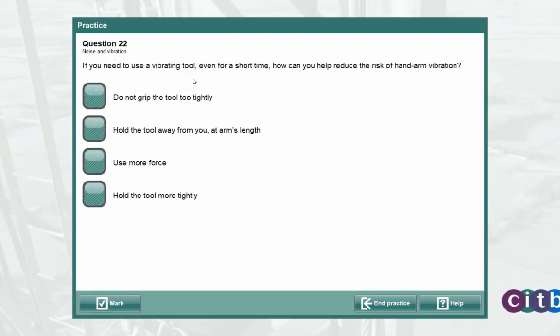If you need to use a vibrating tool, even for a short time, how can you help reduce the risk of hand-arm vibration? Do not grip the tool too tightly. Hold the tool away from you at arm's length. Use more force. Hold the tool more tightly.